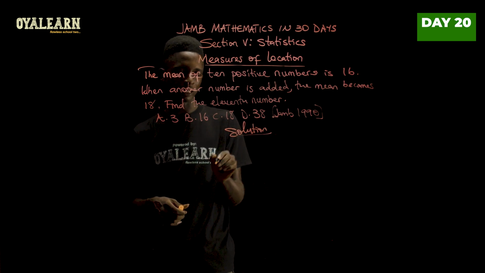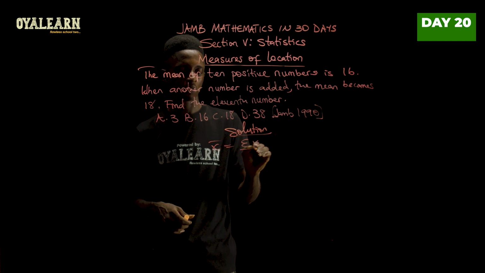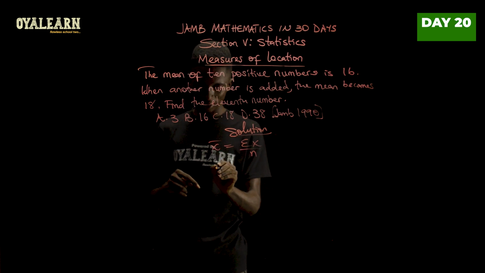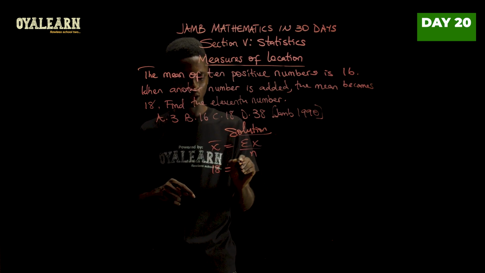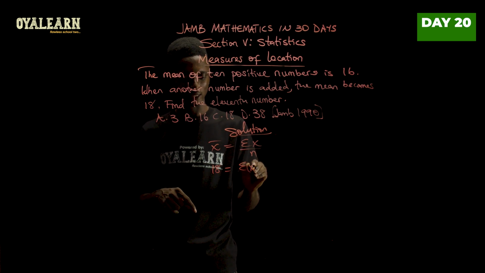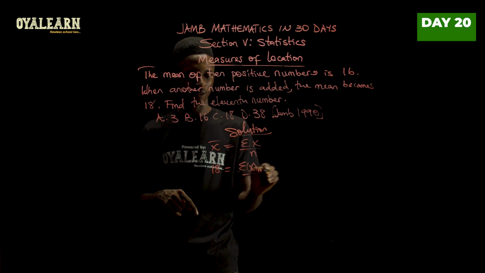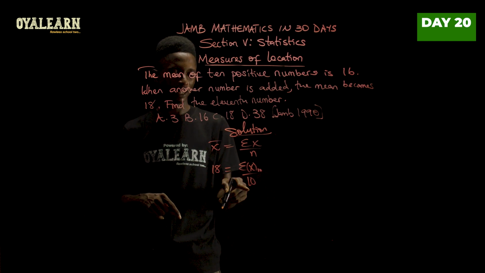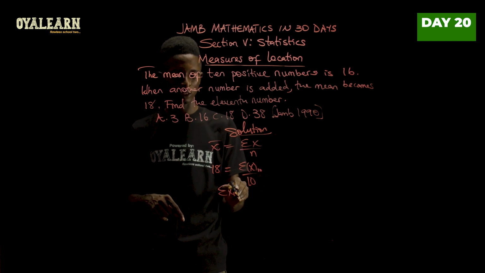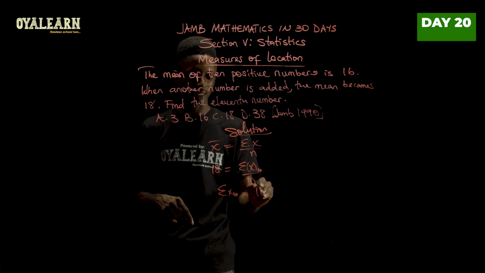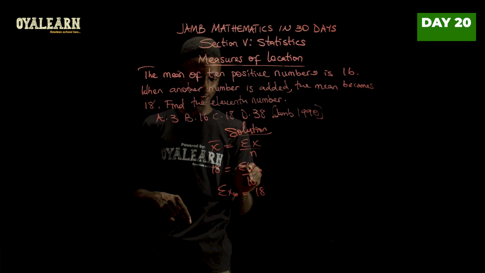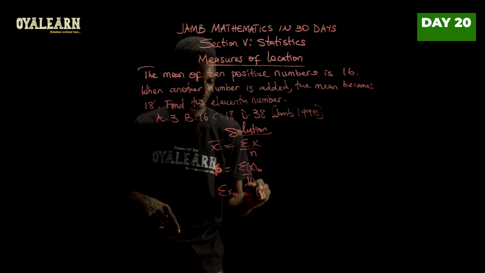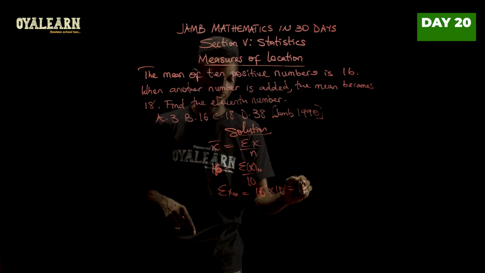Now for discrete data like this, the mean is summation x over n. So in the first case, where we have 10 positive numbers, we can say the mean equals summation x, where we have 10 values, all divided by 10. That is the sum of the 10 numbers divided by 10. Oh, this one is 16. For the first 10, we have 16 as the mean, so this will be 16 times 10. So what we have here is 160.